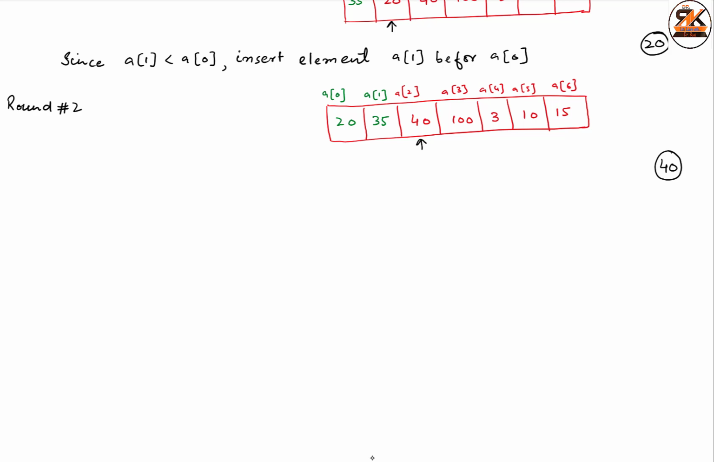So I'll write here, since A2 is greater than A1, therefore it is already sorted and no action is performed, and we get a new list that is shown in round 3.